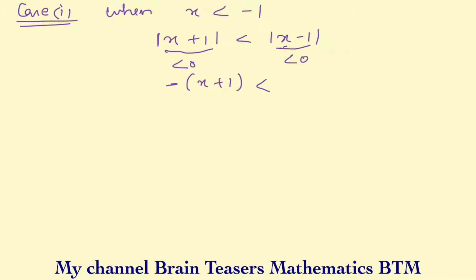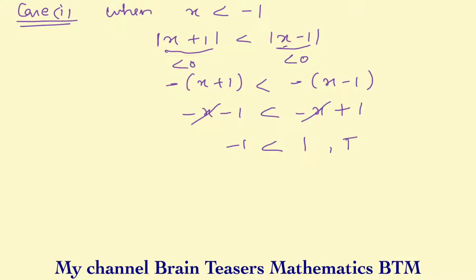So it will also be less than 0. So this will also open with a negative sign. That is nothing but minus x minus 1 less than minus x plus 1. Minus x cancels out. Minus 1 is less than 1. Okay, so that is nothing but 1 is greater than minus 1, that is true.